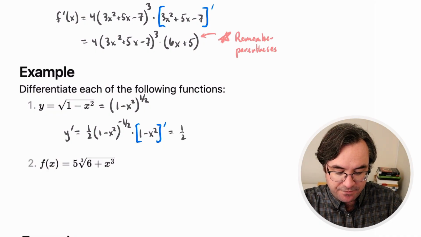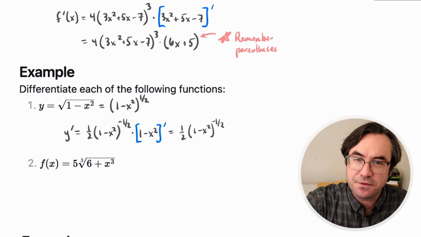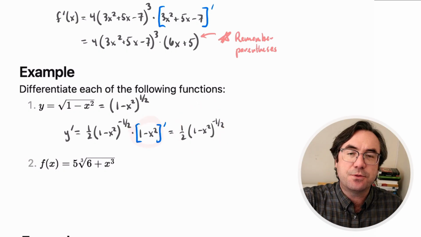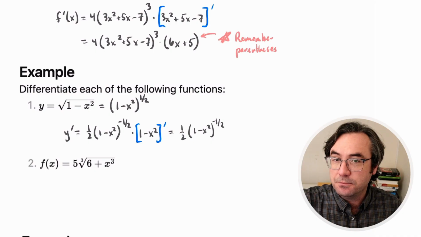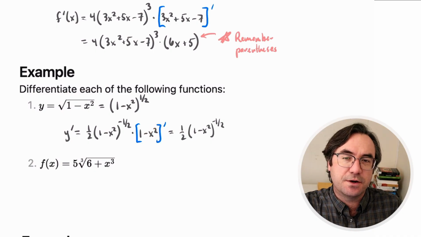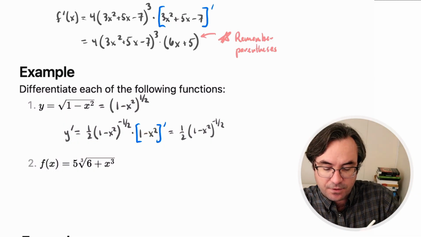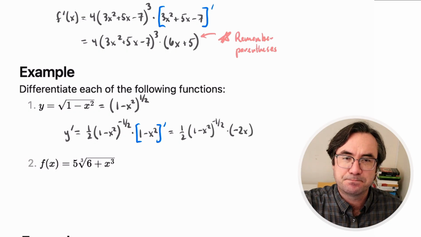So we've got the 1/2 in front. We've got the (1 minus x squared) raised to the negative 1/2. All of this stuff we're done with. Now we just want to differentiate the 1 minus x squared. The derivative of 1 is 0, just a constant all by itself. And then the derivative of x squared is 2x, and we have a negative in front. So the derivative there is negative 2x.